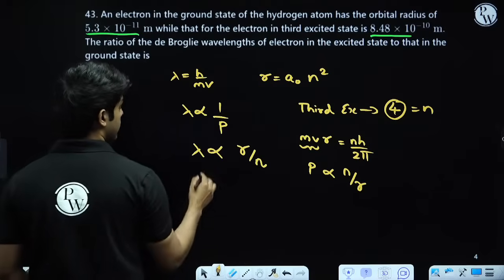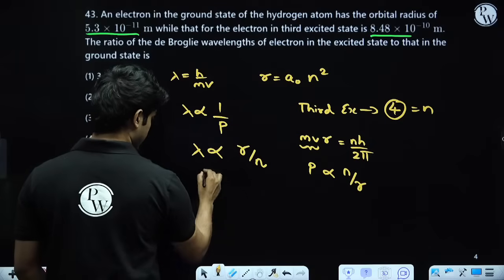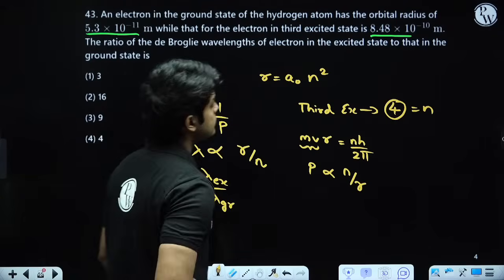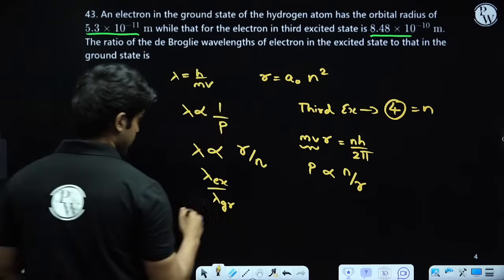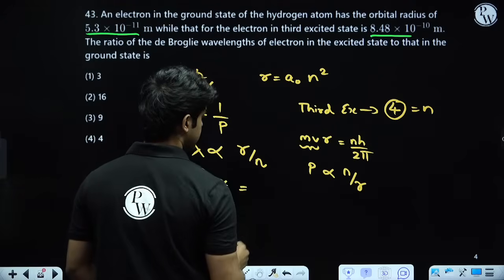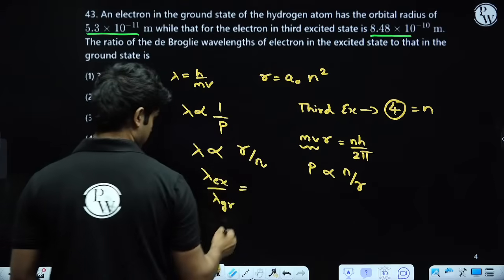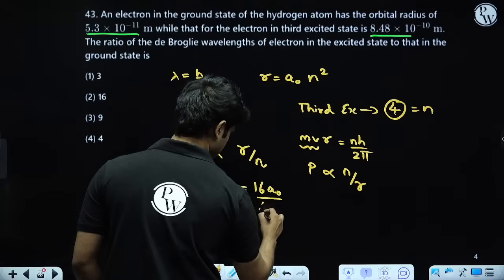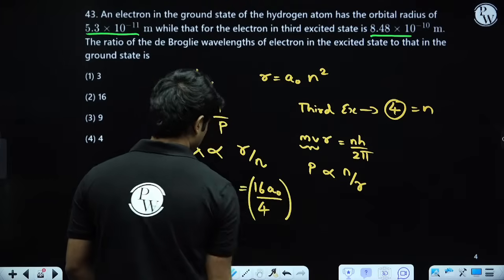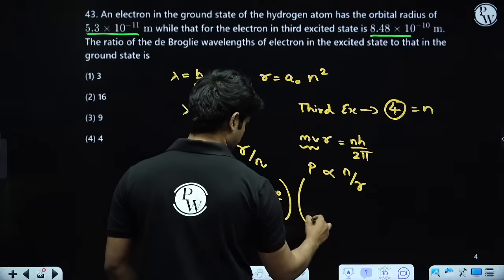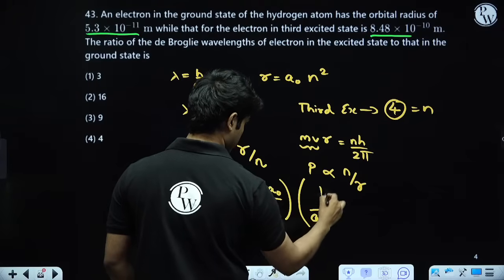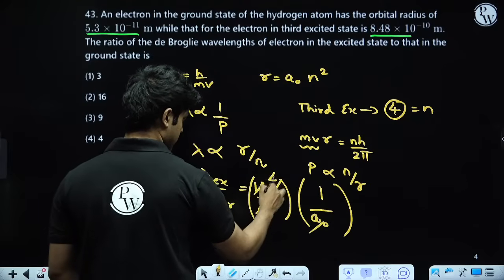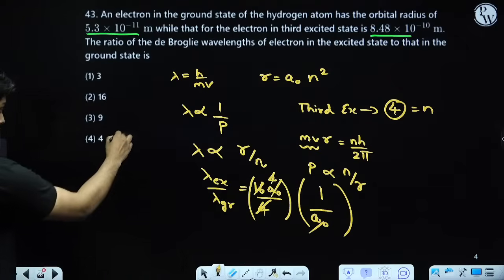Okay, so lambda of the excited state divided by lambda of the ground state, which is what is asked, is equal to the radius of the excited state, that is 16 times a naught, divided by n of the excited state, which is 4. And for the ground state, radius is a naught and n is equal to 1. So a naught cancels out with this a naught, 4 cancels out with the 16. The answer is 4. Okay.